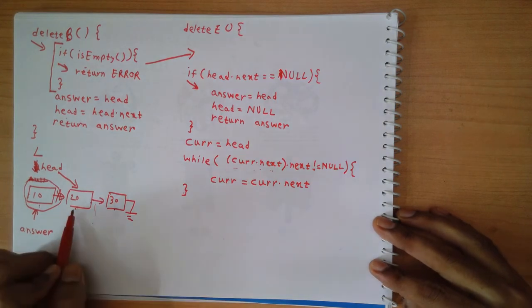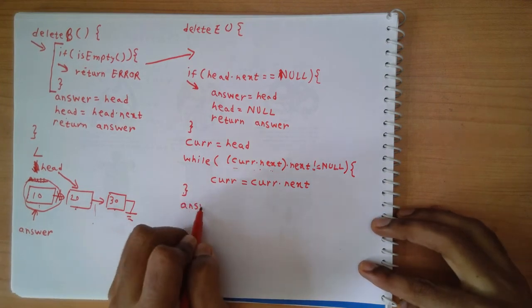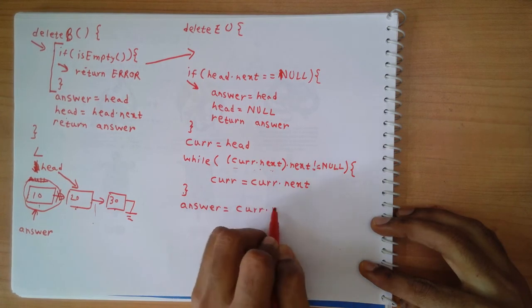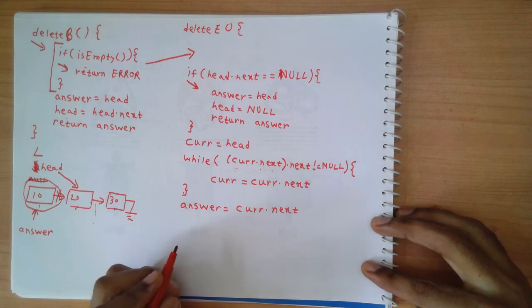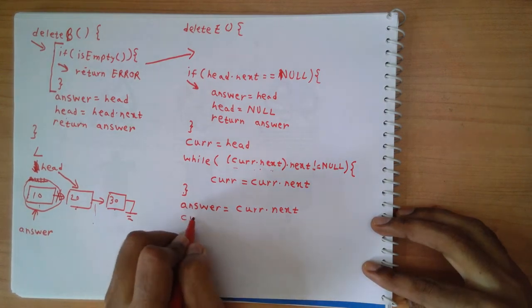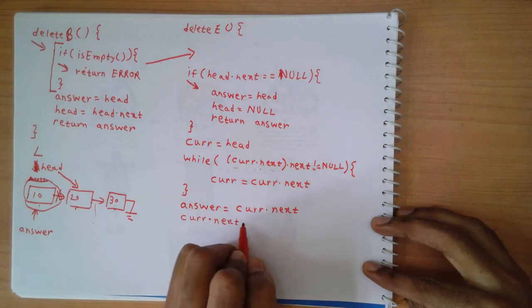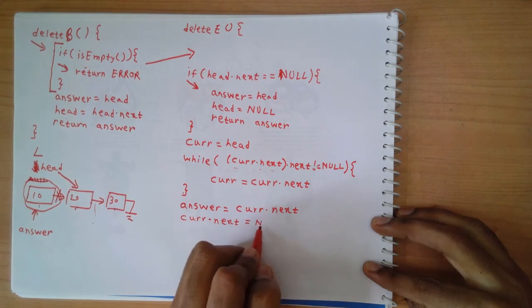So now I am pointing to the second last node in my list, and now what should I do? I know my answer. My answer is going to be current next. And then I have to remove the last node from the list. So I would simply say that my current dot next is going to be null. It should not point to anything.